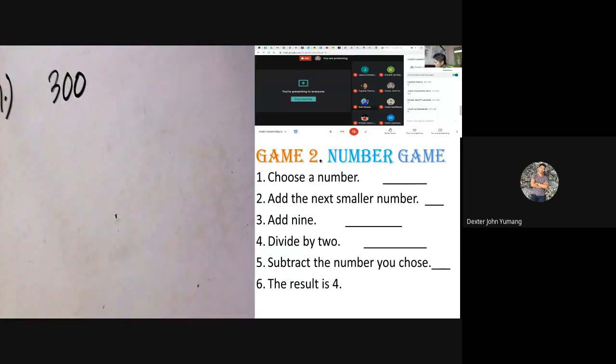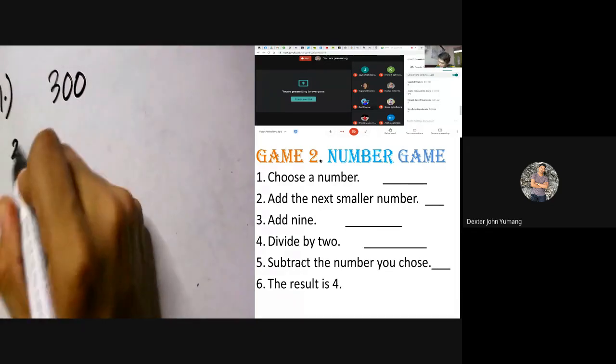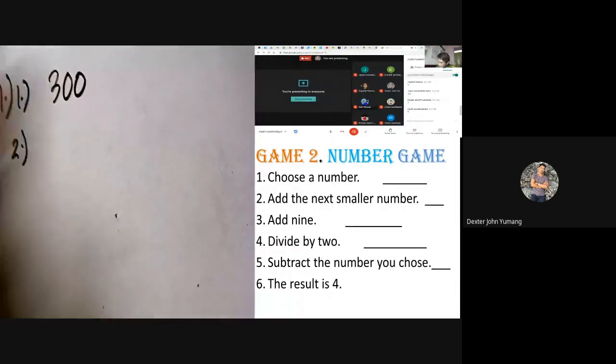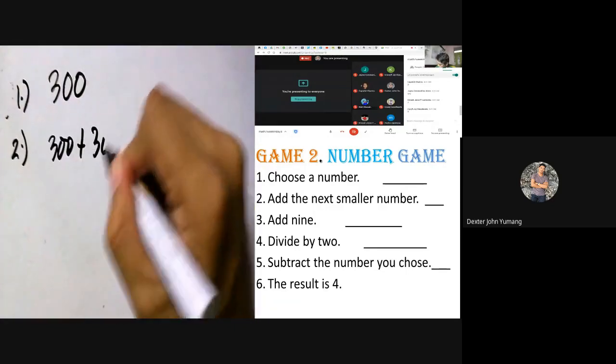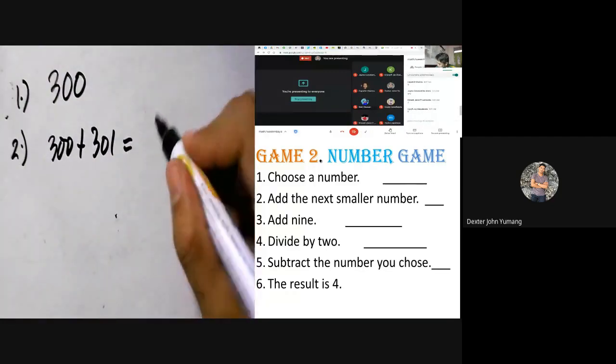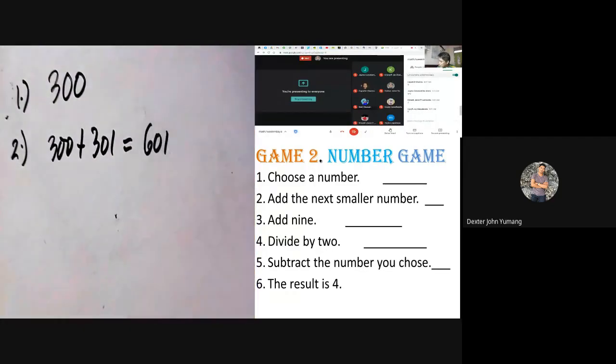Done? Done po ba? Type done. Yes, daw po. Add, number 2 na. It's number 1. Add the next smaller number. So, 300 plus 301. I-add daw. So, maging 601 na siya. Okay, you do the same.